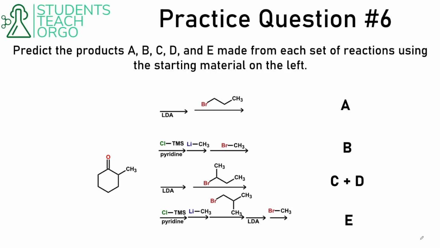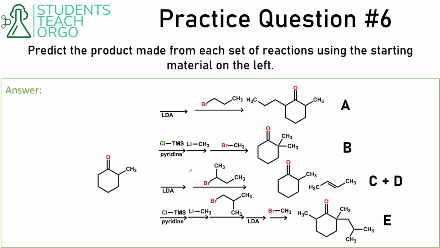All right, I am going to go forward here. And here, let me explain all of these one by one. So in this first pathway here, we use LDA. And remember that LDA is going to create the kinetic enolate, or the least substituted enolate, which in our case would look something like, we've got that lithium on there, would look like that, right? The double bond would be on the less substituted side.